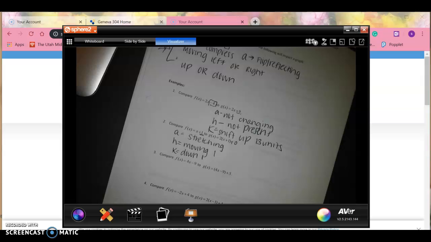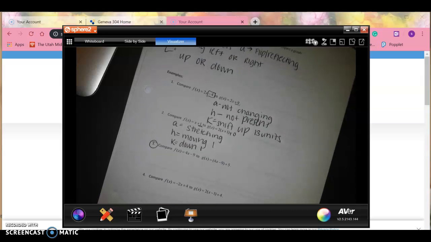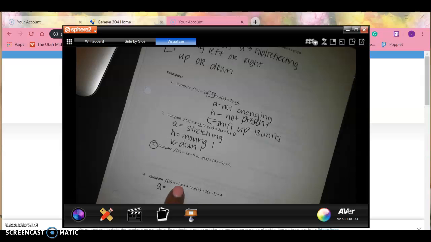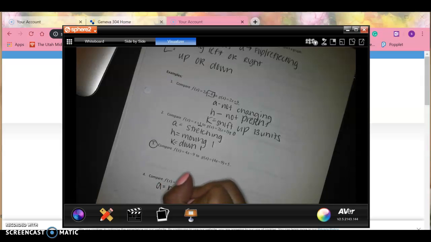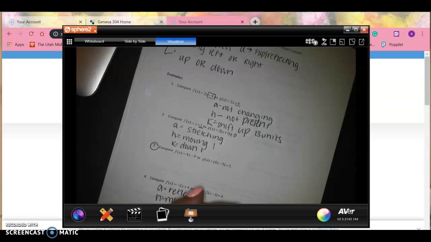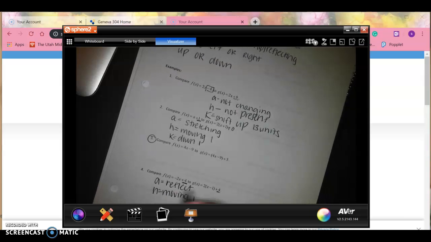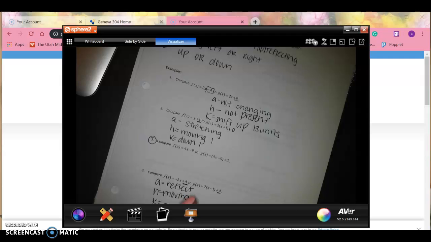Alright, I'm going to have you go ahead and try number 3, and I'll come back in on number 4. So what's happening to my A? Yes, my A value in both of these is 2, but this is a negative 2, so it's going to reflect. We're moving over 1 for my H, and my K was 4, it's still at 4, so my K stays the same.